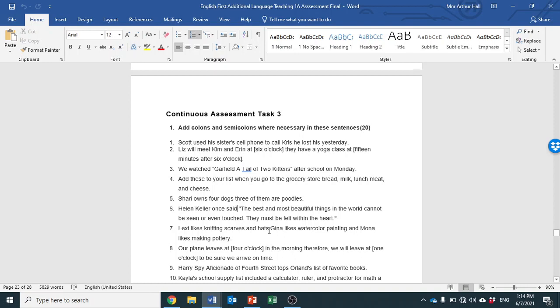You only have the option of a semicolon, put it in there. Then you carry on, because this is related. It's all about things that people like. Gina likes watercolor painting, comma, and Mona likes making pottery. We separate Gina and Mona with that extra comma because not both of them like the same thing. You could add a semicolon there, definitely, and then obviously you don't need another one there, like making pottery. Okay, the big thing that you need to look at is that conjunction and.